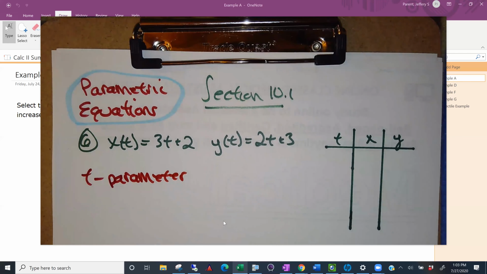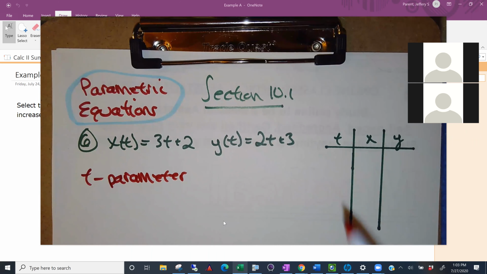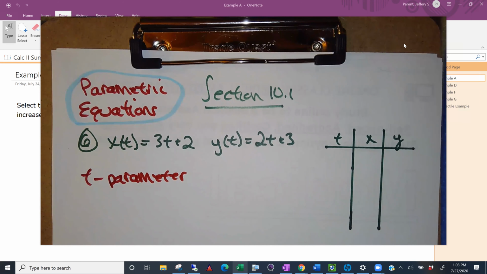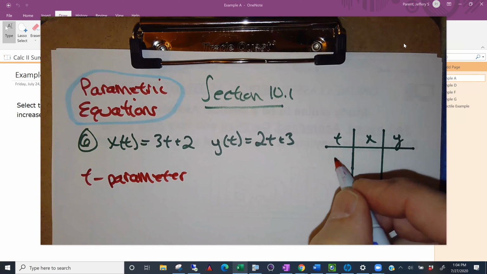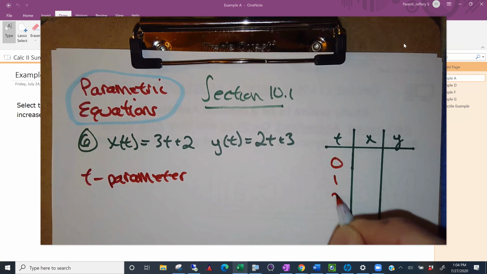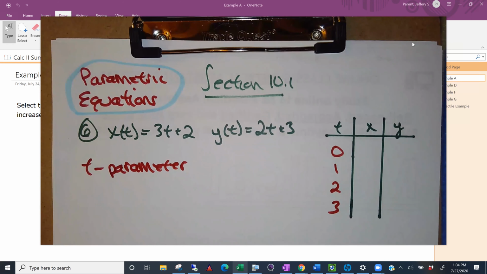I want to see what happens when we choose different values of t. So let's choose a few simple values in this particular case. And you notice that my t table here is a little bit of the expanded version. So I've got a spot for t, and we'll choose some simple values like 0, 1, 2, and 3. And see what kind of values we get for x and for y.